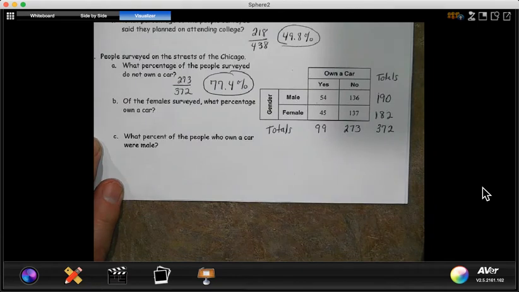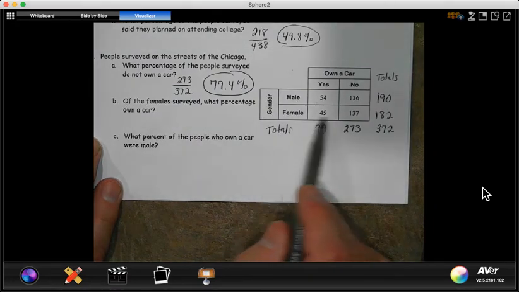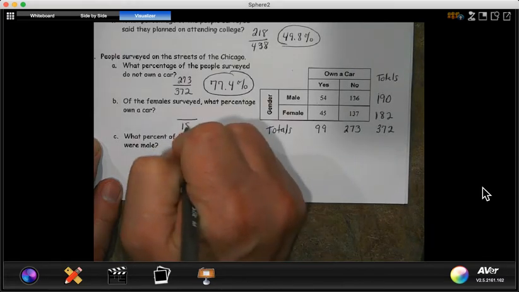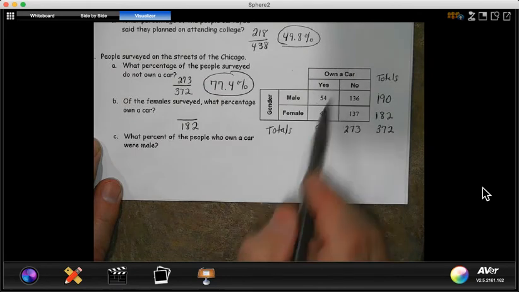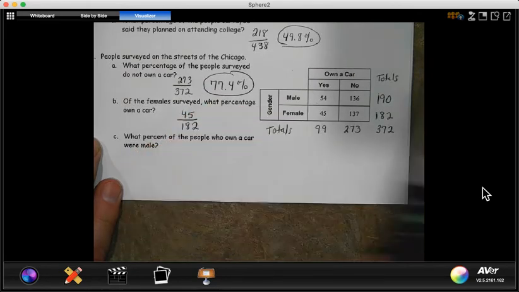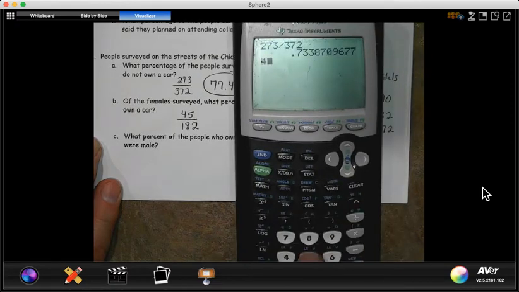Of the females surveyed, what percentage own a car? So now we're going to the females. There's 182 females. Own a car, 45. So 45 out of 182. So 45 divided by 182 is 24.7%.